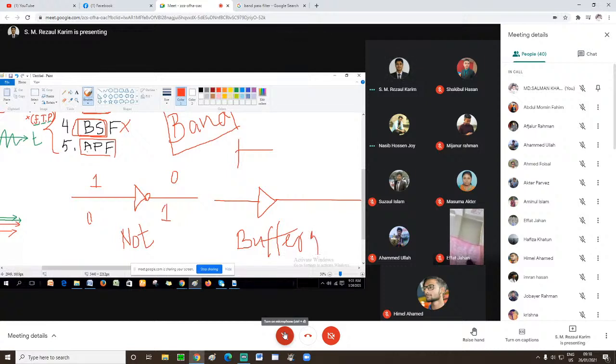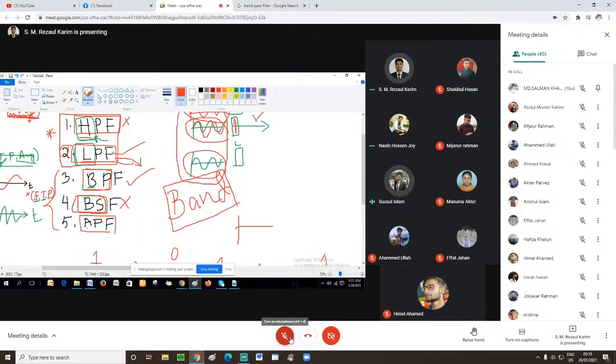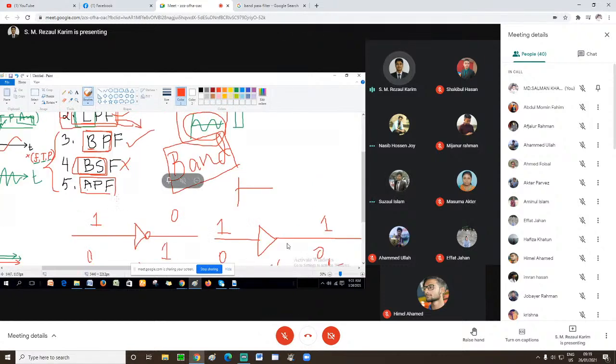Buffer gate. What is the function of this buffer gate? You give 1, you will get 1. There will be no change. You give 0, you get 0 again. So actually, that is what I am relating.